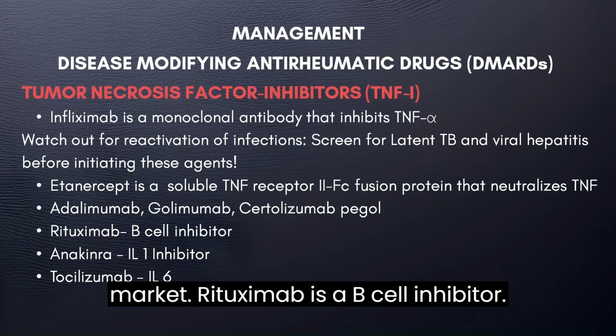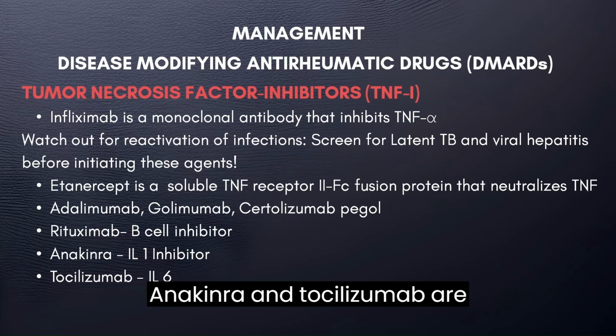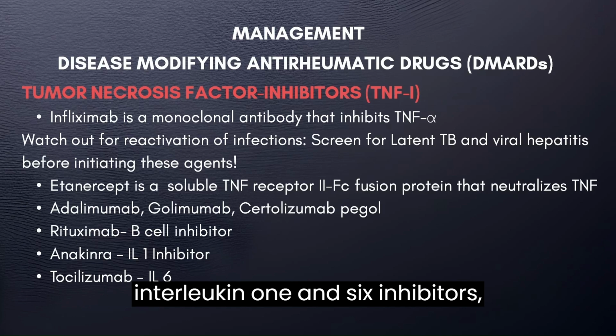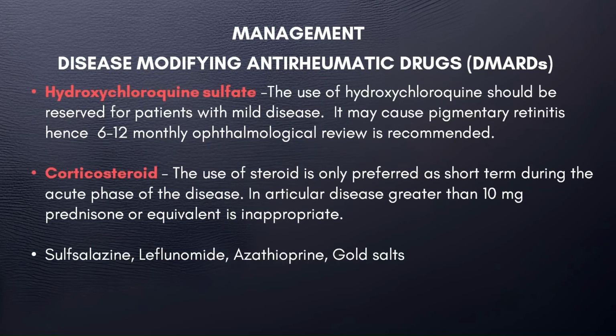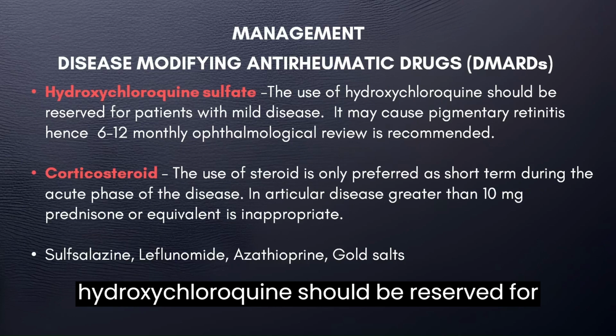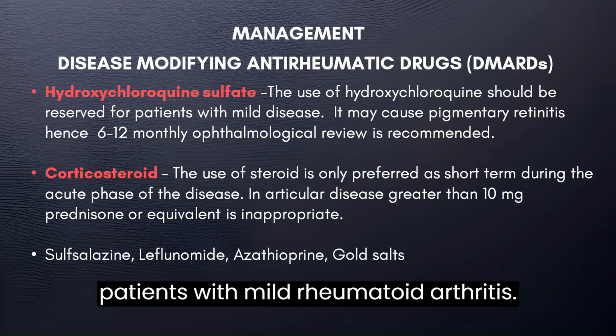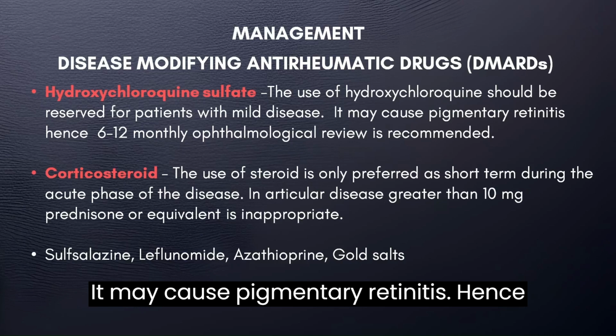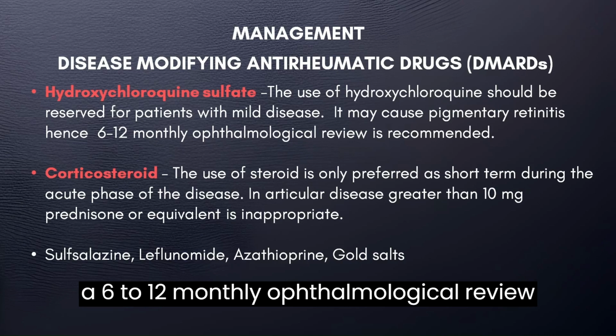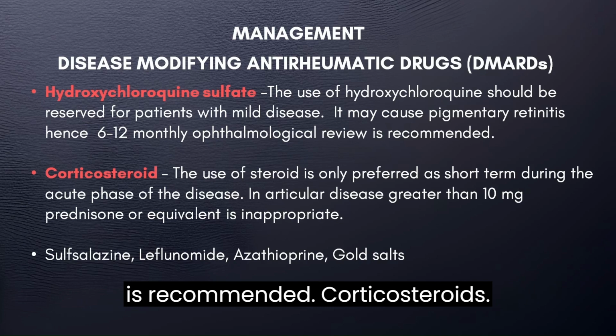Rituximab is a B-cell inhibitor. Anakinra and tocilizumab are interleukin 1 and 6 inhibitors respectively. Hydroxychloroquine sulfate. The use of hydroxychloroquine should be reserved for patients with mild rheumatoid arthritis. It may cause pigmentary retinitis, hence a 6 to 12 monthly ophthalmological review is recommended.